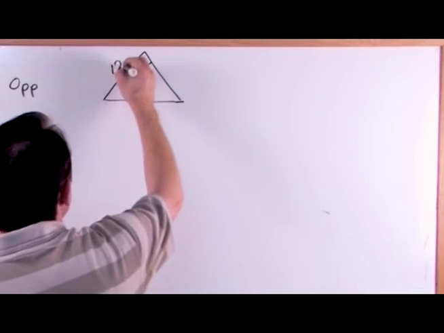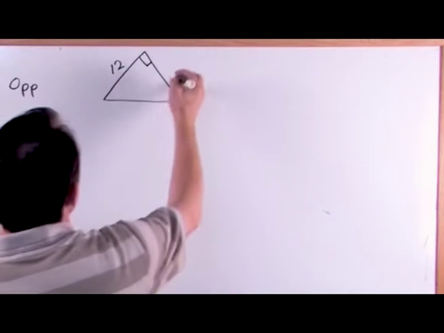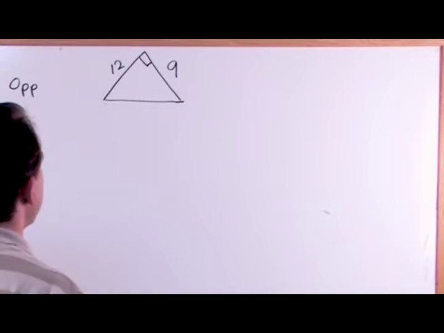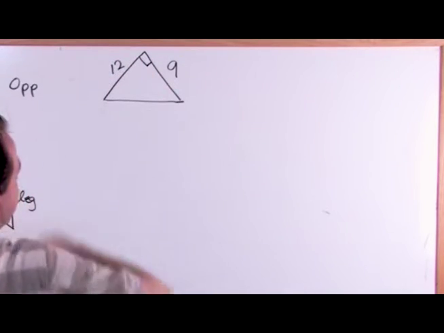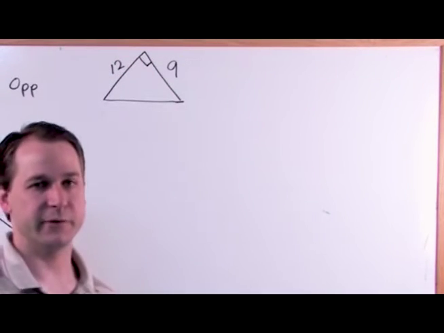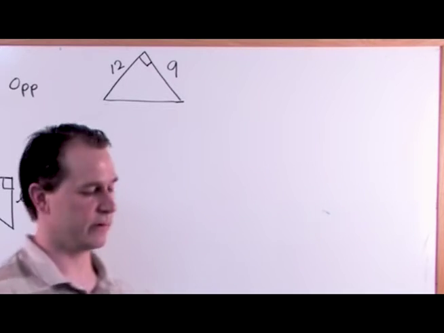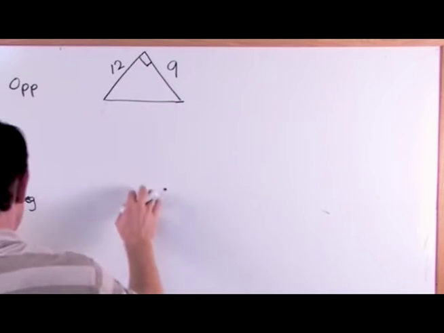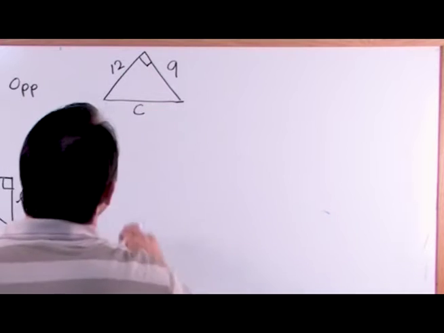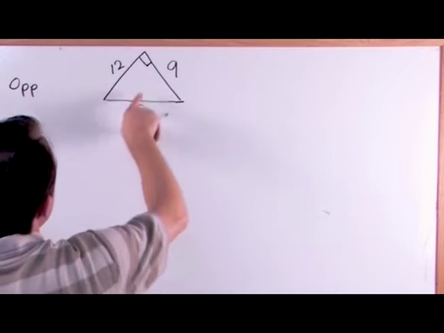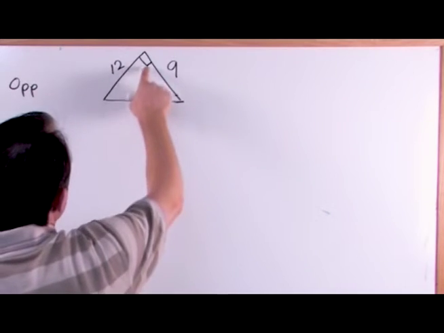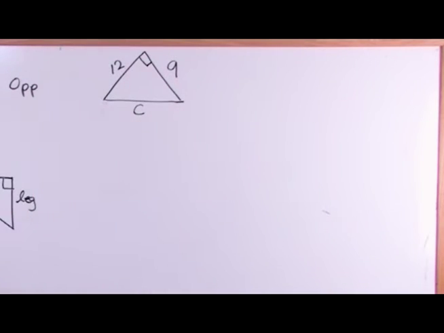And the problem will have a number here that's 12. The problem will have a number there that's 9. That means that this is a length 12 and this is a length 9. By the way, my picture isn't drawn to scale, so you have to bear with me here a little bit. Okay, and the missing length we're going to call C, and that's what we want to find. Well, notice that C is the length opposite of that angle, so it's the hypotenuse.